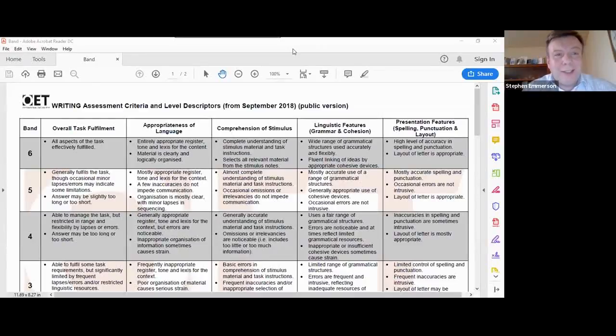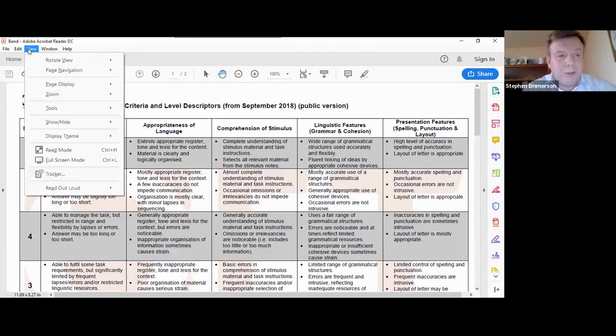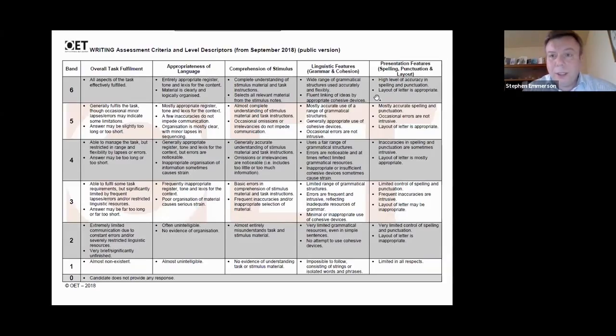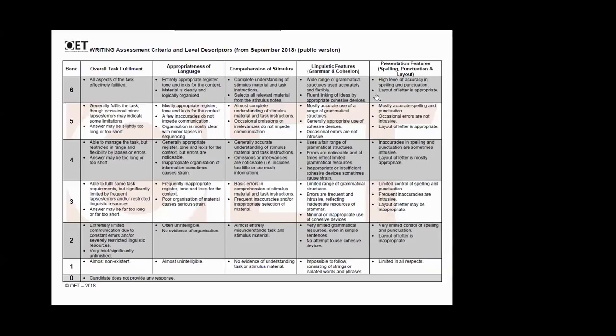So we'll have a look at these descriptors, and I would advise you, you can get these freely off the OET website, so go on there and have a look. I'll put it on full screen, and then it's clearer for us. And I'll just minimize this. Okay, so we'll have a look.